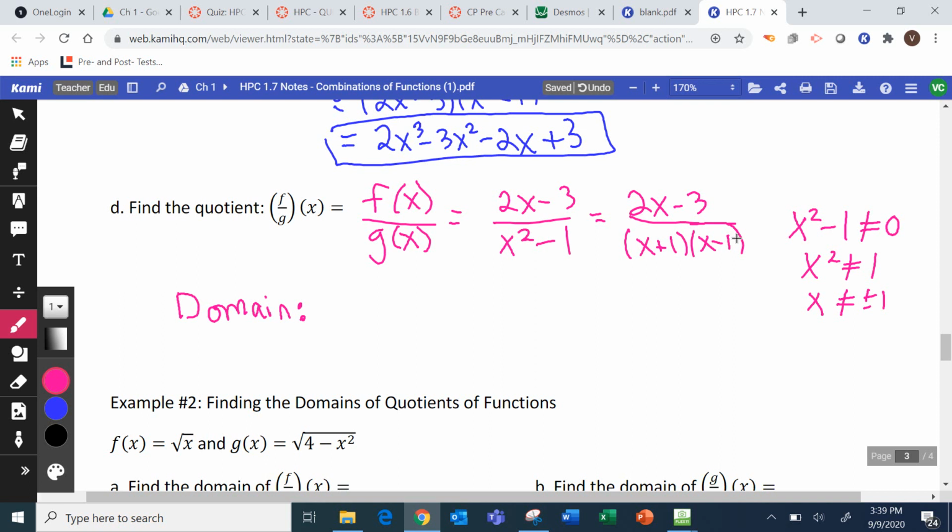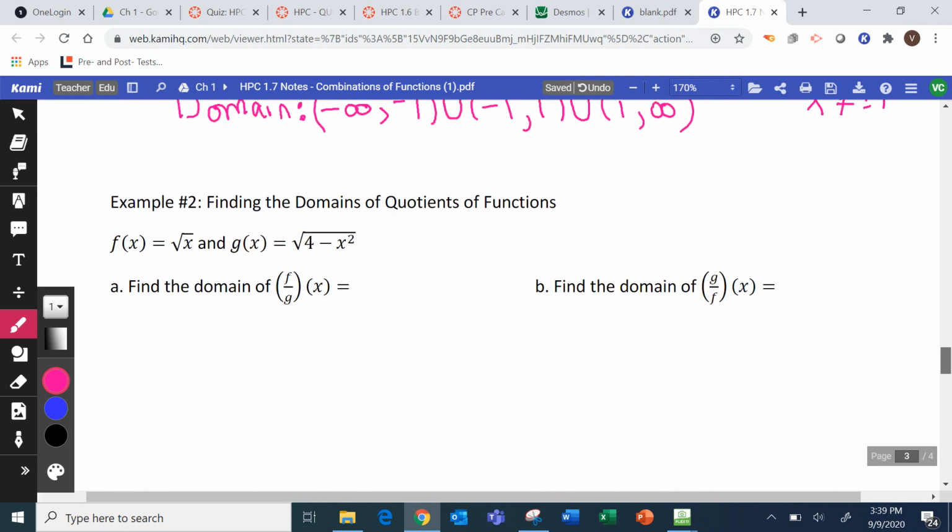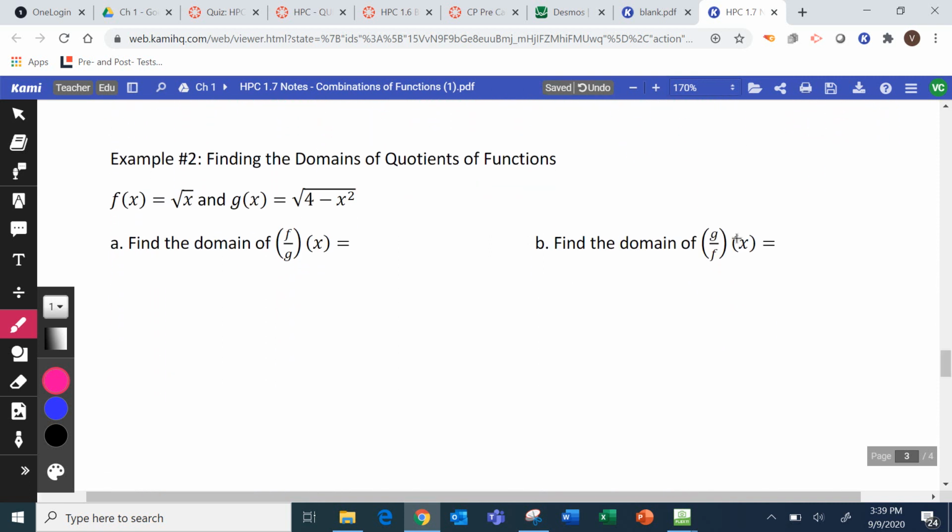So what I could write the domain as would be negative infinity to negative 1, union negative 1 to 1, union 1 to infinity. Right, the next example, example 2, is finding the domains of quotients.